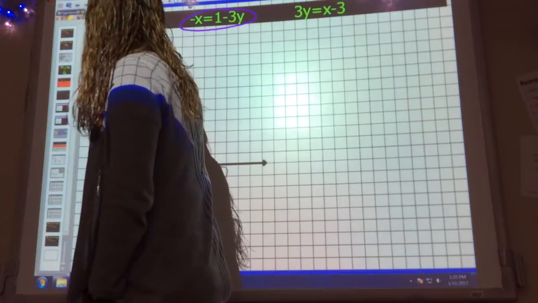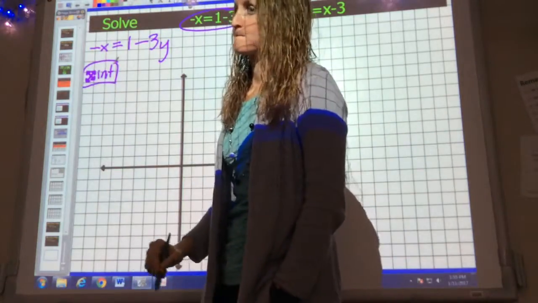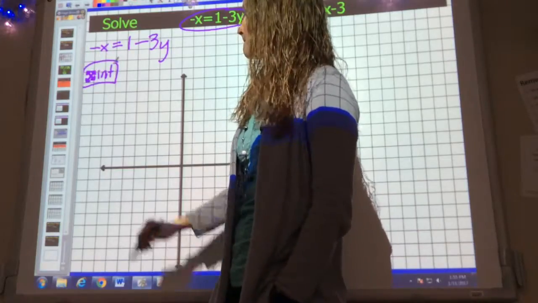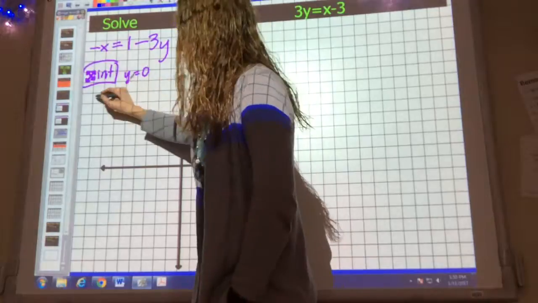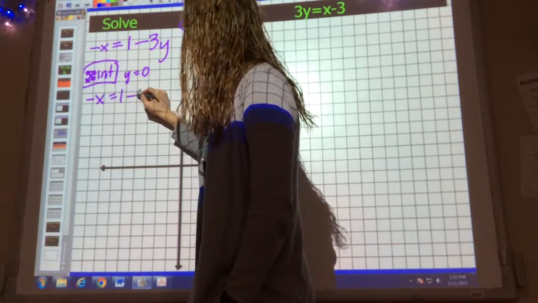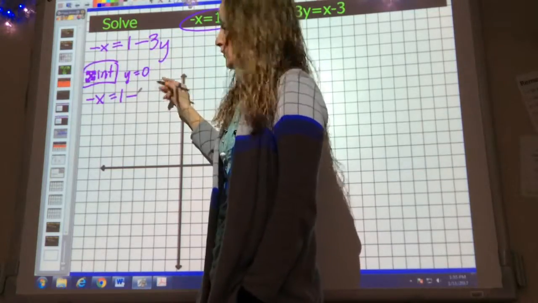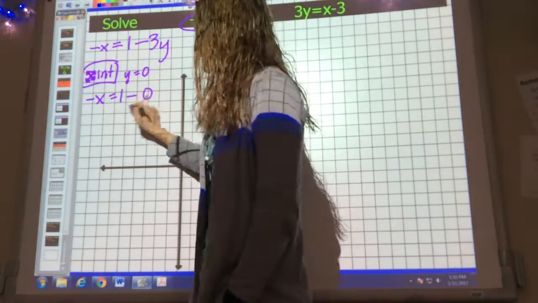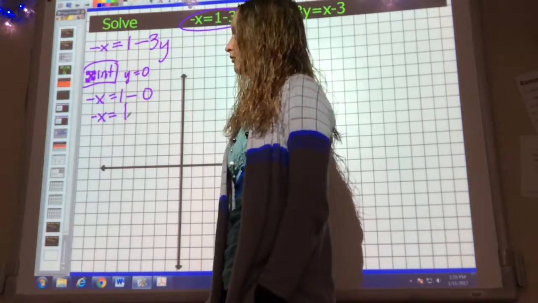To find the x-intercept, how do we find the x-intercept again? Plug in 0 for the y. So y equals 0. Let's write this right in our notes. So we have -x equals 1 minus, if we plug in 0 here, what is that going to be? 0. What is 1 minus 0? 1.